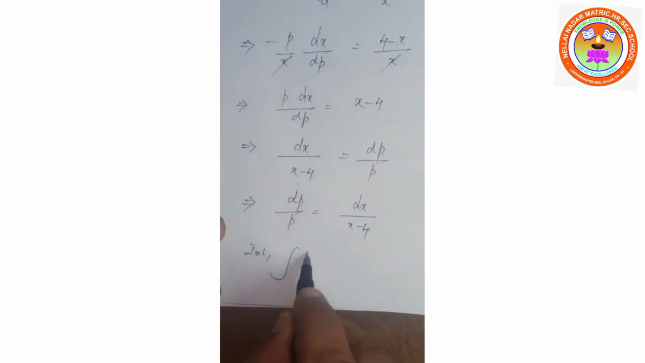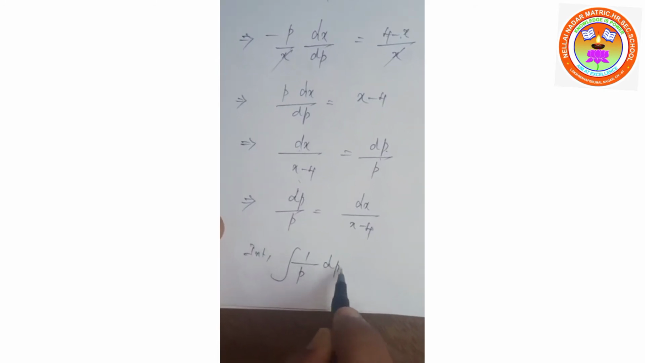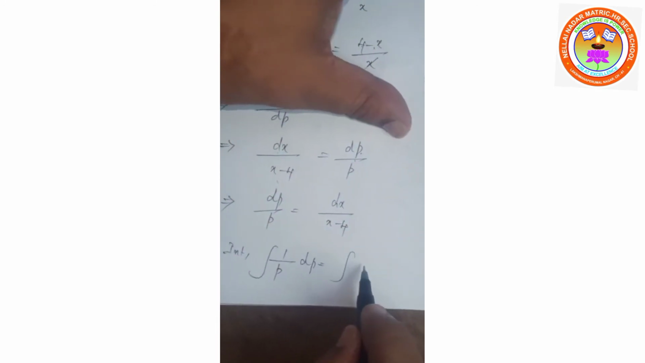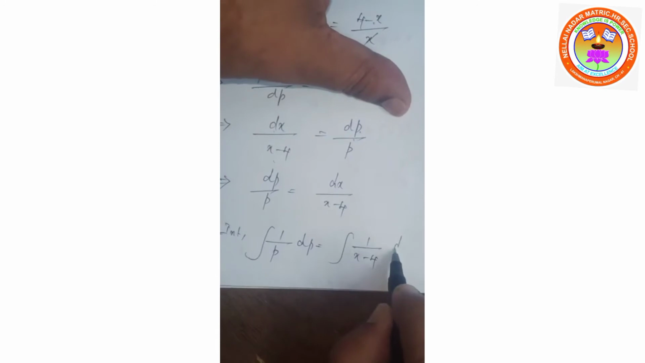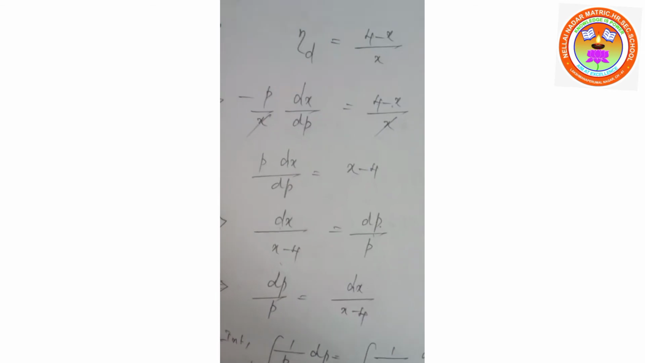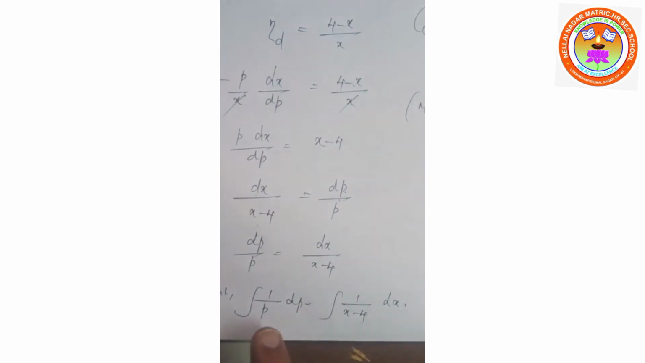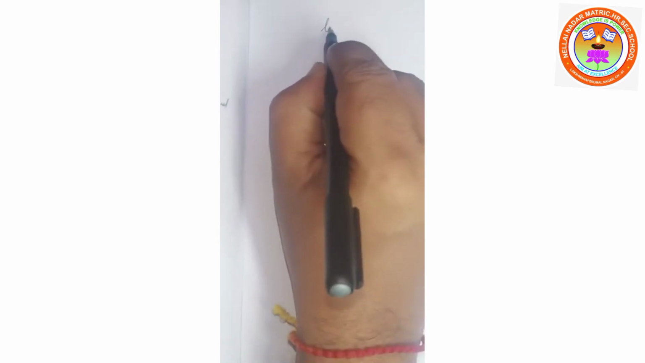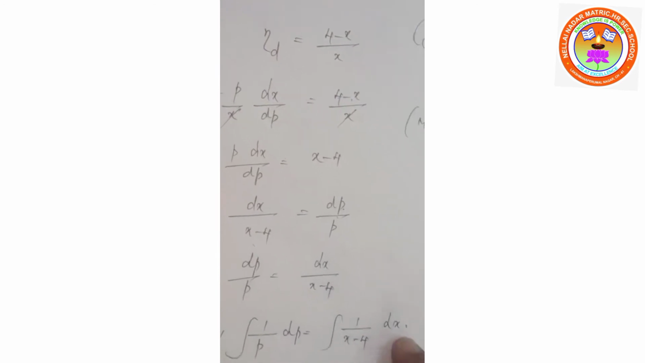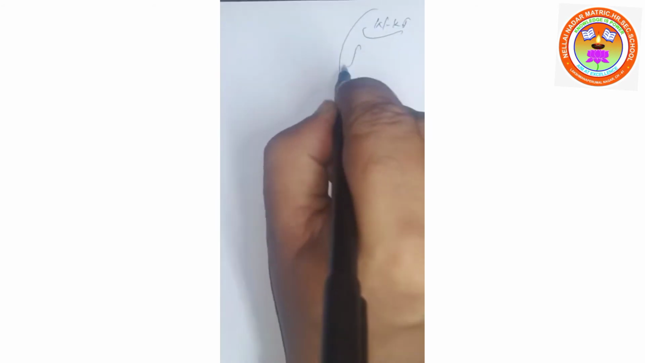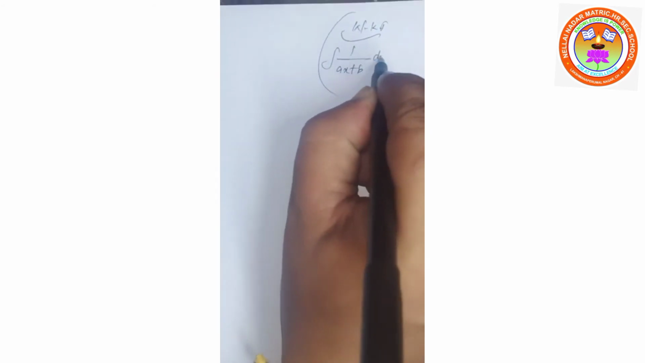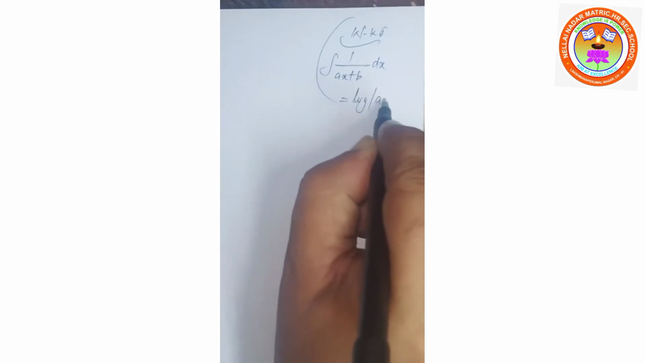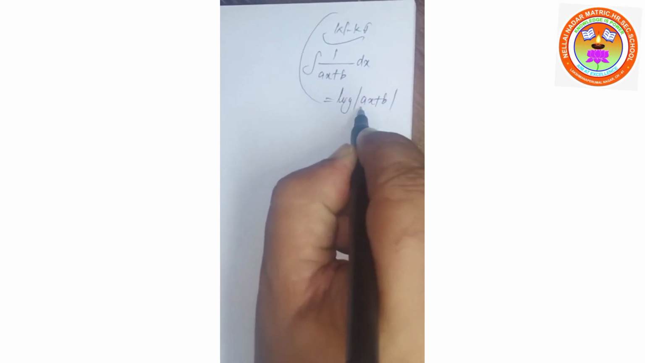Integral dp by p, and dx by x minus 4 can be written as 1 by x minus 4 into dx. Now what form it is? Integral 1 by x dx, you know very well, log x. So here you can write log p. Log p, that is equal to, so this is of the form 1 by ax plus b into dx. I write the formula over here. Maybe you know that integral 1 by ax plus b into dx, that is equal to 1 by a log of modulus of ax plus b, where a is the coefficient of x.